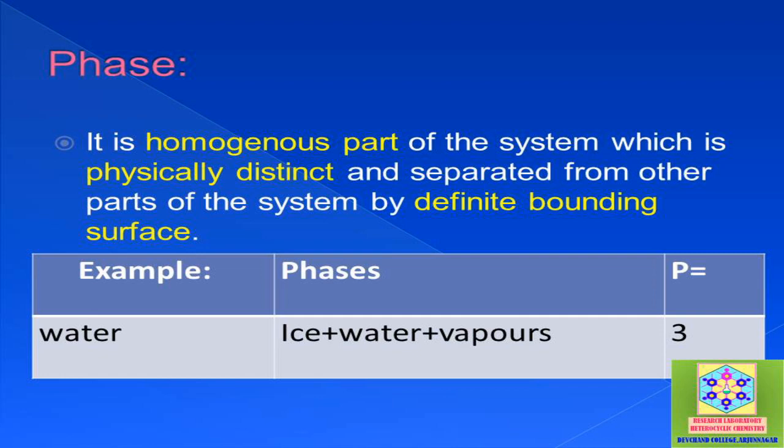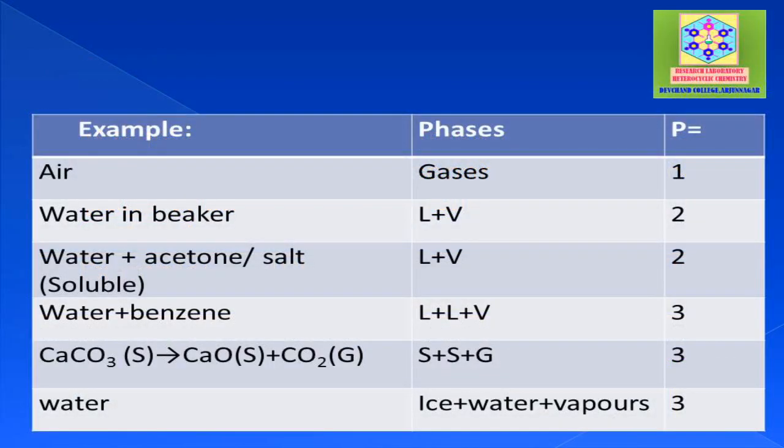Another example is that of the water system. Water can exist in the form of ice, solid, liquid water, and water vapors. So there are three phases possible. P is equal to 3: solid, liquid, and gas. This is the summary of all these examples that we have discussed just now.